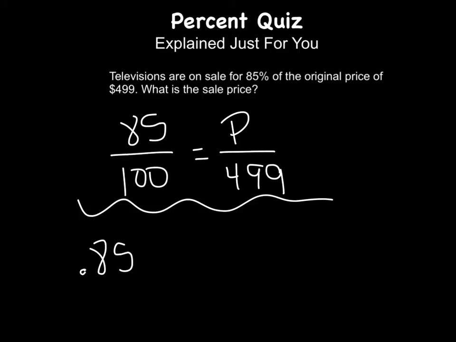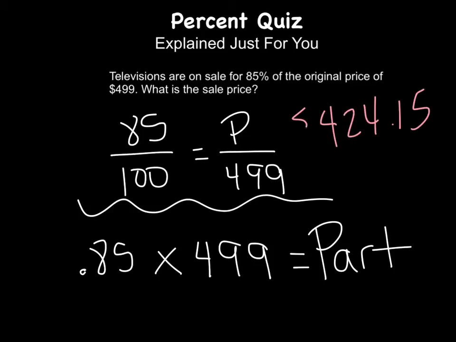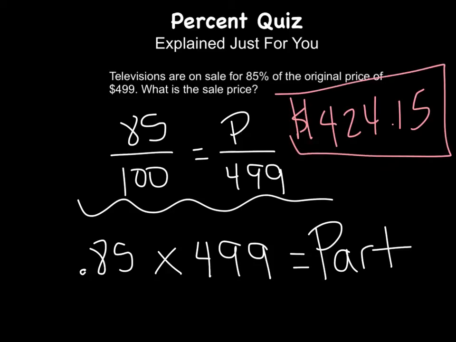85% times my $499 equals my part. I would do it that way. 0.85 times $499, and I get $424.15. Yeah, I definitely would use this way. I think that would be easier. Both ways would work, though. That's the important thing to know. You can use both ways.